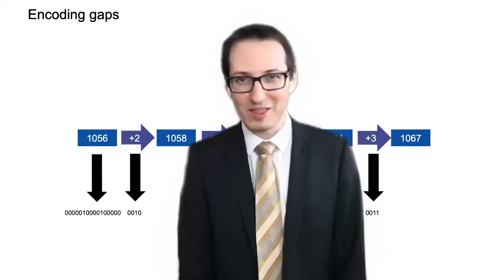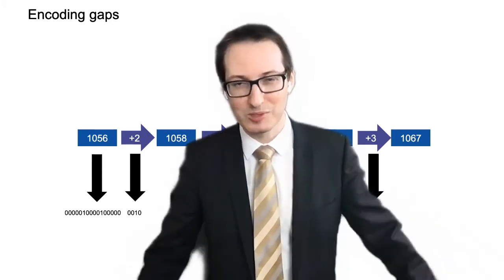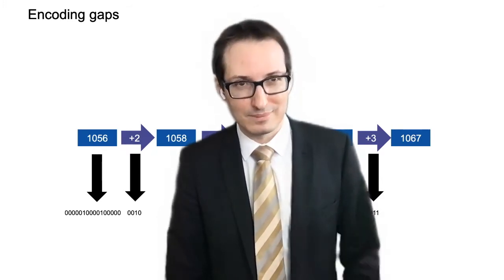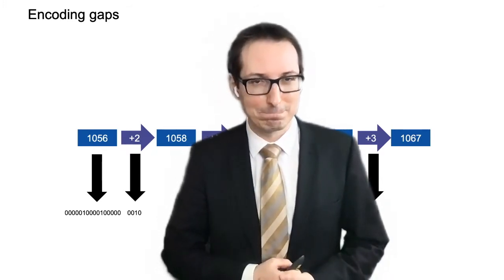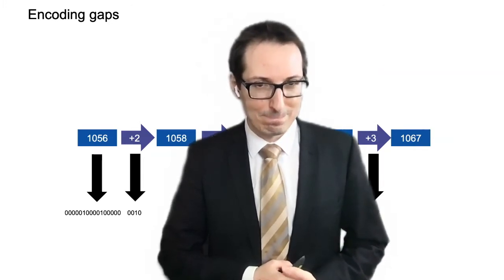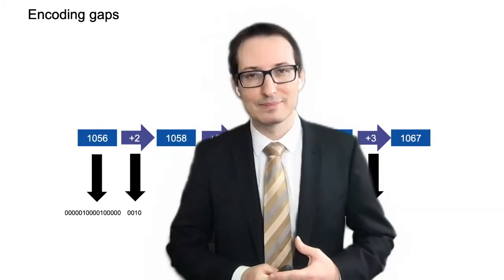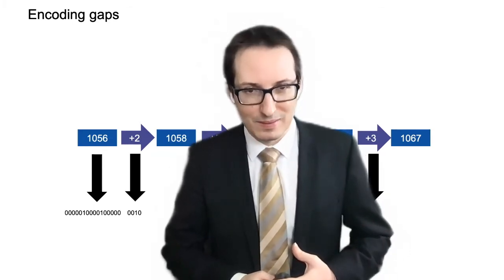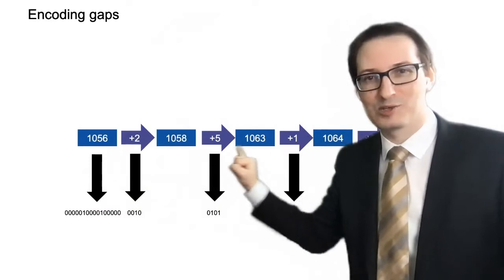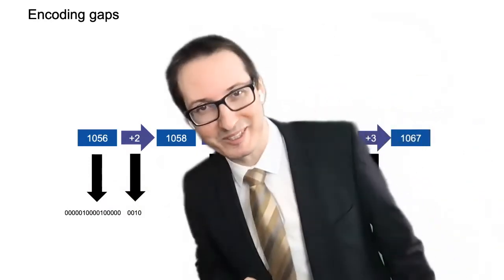Do you agree with that? Do you see any objection to that? Do you see any problem with that? The gaps might be bigger than just 1 byte, from the chat. Yeah, absolutely. Because here, I actually picked a list that has a lot of very close document IDs, right?